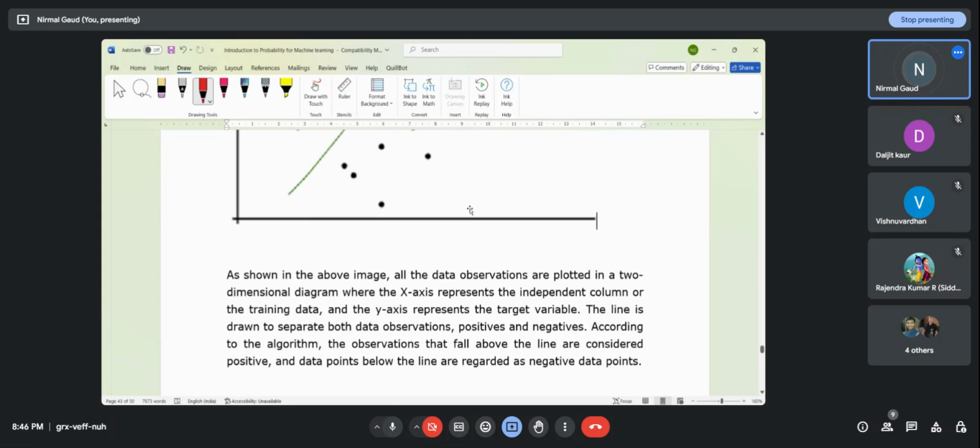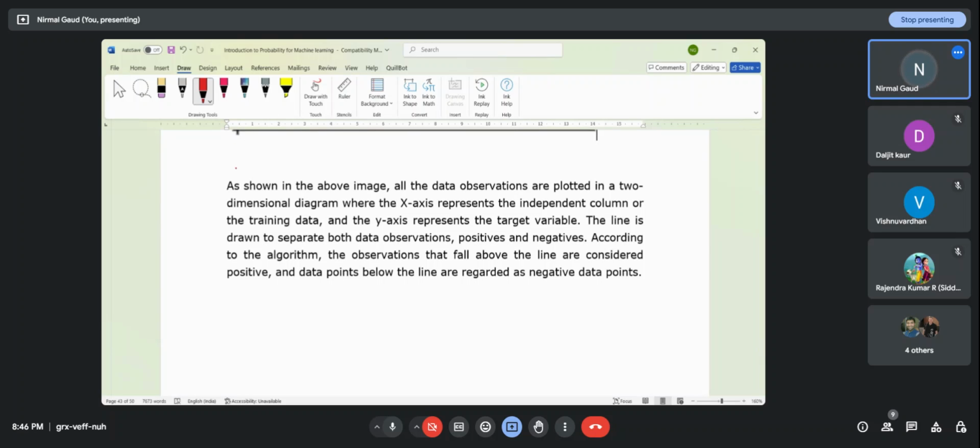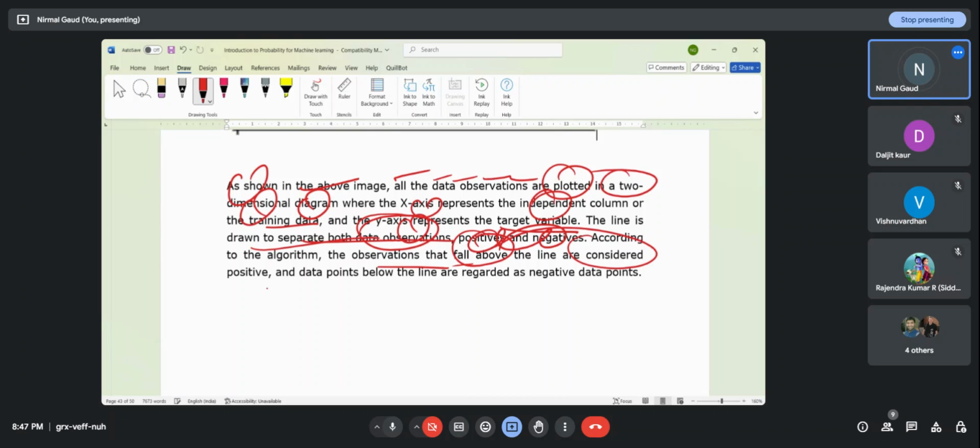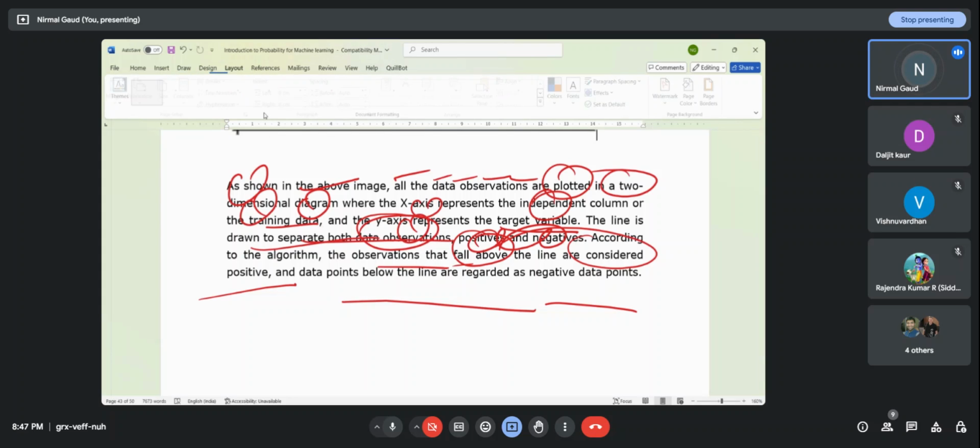So what does it say again? In the above image, all the data observations are plotted in 2D. X represents the independent variable or the training data, Y represents the target variable. The line is separating both the observations, positive and negative, yes or no, whatever you want to say. So, according to the algorithm, the observations that fall above the line are considered to be yes, and below the line are considered to be no, or positive or negative, whatever you want to say.